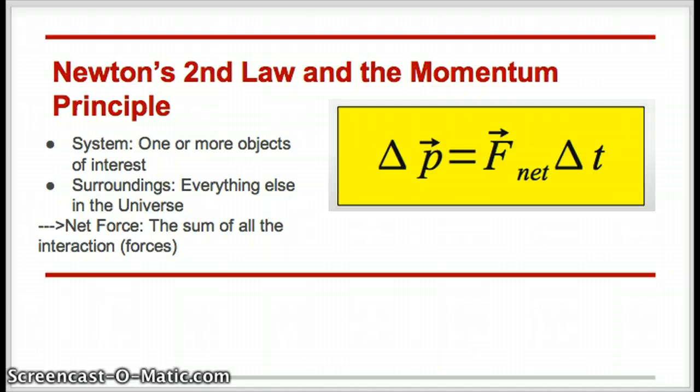We can use the knowledge that we have gained from Newton's second law and the momentum principle to help explain the concept of constant velocity. The momentum principle states that the change in momentum of a system is equal to the net force acting on the system by its surroundings multiplied by the duration of the interaction. The system is the object of interest, and the surroundings are everything else that it could interact with.